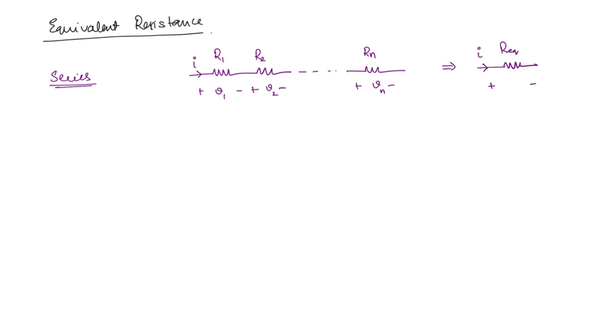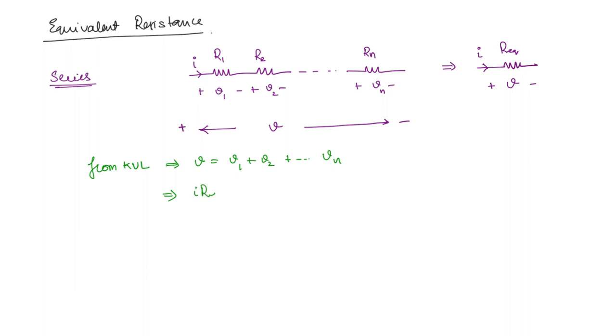If you take this entire voltage as V, don't forget the polarity, then here it is going to be V. So from KVL, if you apply Kirchhoff's voltage law, you get V is equal to V1 plus V2 plus so on till Vn. Now what is V? V you can write as I into R equivalent by Ohm's law.